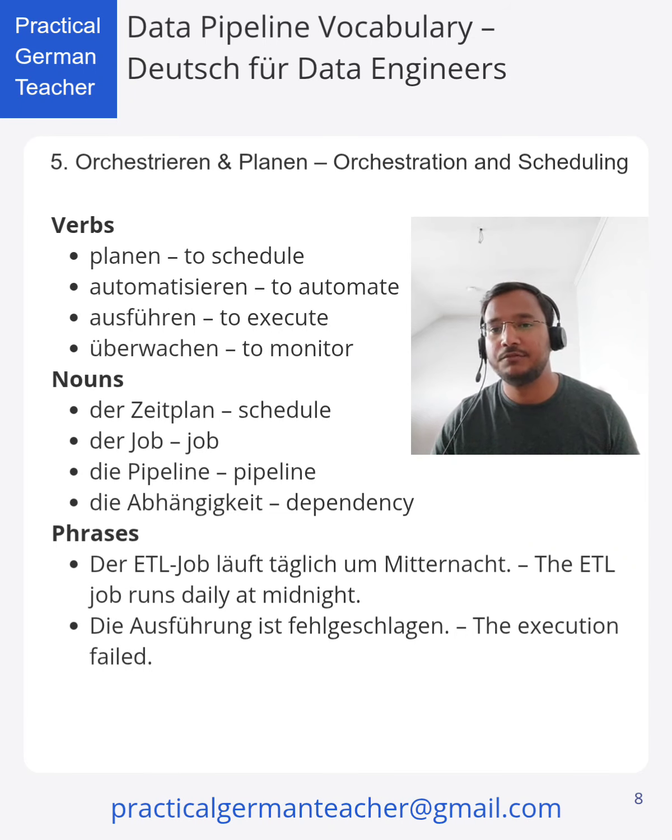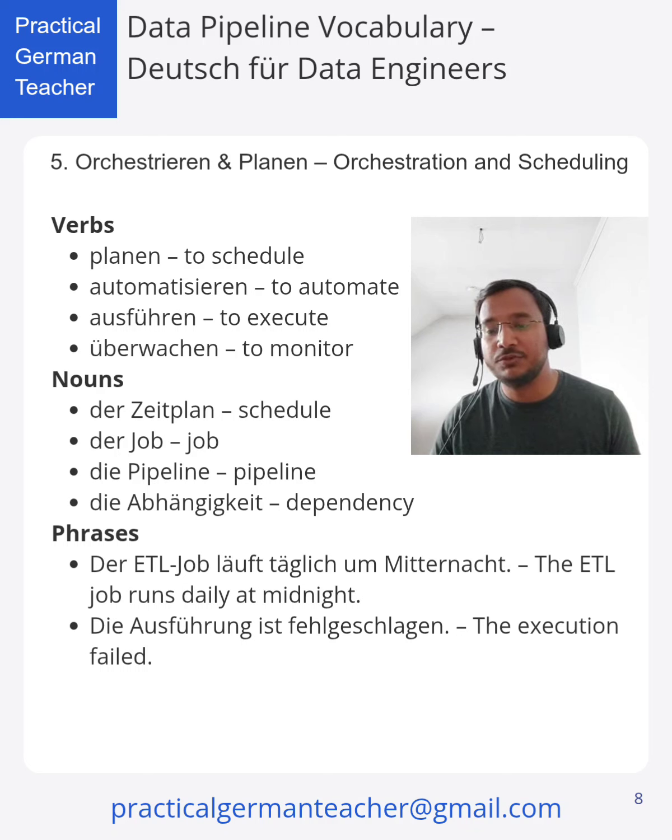Once the transformation is done, we automate the whole thing. Daily jobs, scheduling, dependencies, you know the drill. Some verbs which you may need are planen, to schedule, automatisieren, to automate, ausführen, to execute, überwachen, to monitor. Nouns that you may need are der Job, the pipeline, der Zeitplan means schedule, die Abhängigkeit meaning dependency. Two examples you can use are, der ETL-Job läuft täglich um Mitternacht. The ETL-Job runs daily at midnight. Another example can be, die Ausführung ist fehlgeschlagen. Something failed. The execution failed.